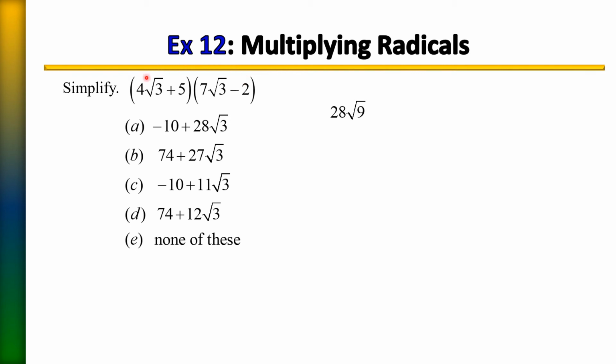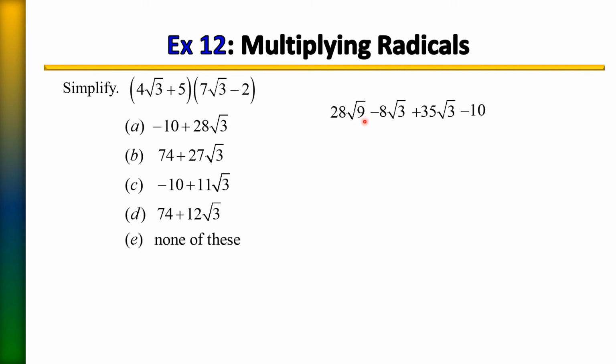Outer, outside, 4 times negative 2 equals negative 8. And then radical 3, so negative 8 radical 3. Inner terms, 5 times 7, 35 outside. And then radical 3. Last, positive 5 times negative 2 equals negative 10. After you do all the letters of FOIL, first, outer, inner, last, you're then going to combine outer and inner.